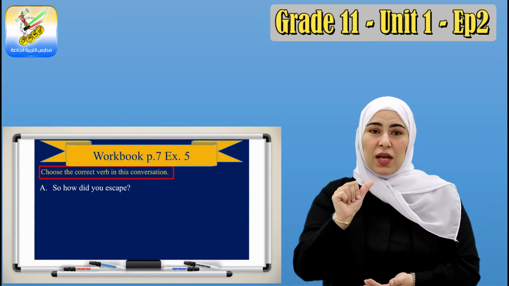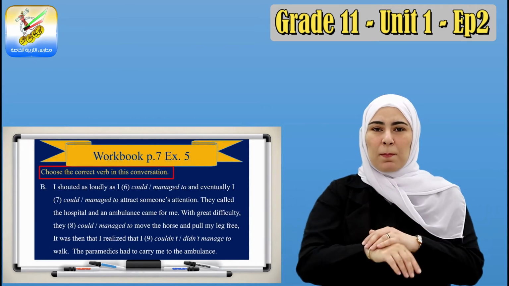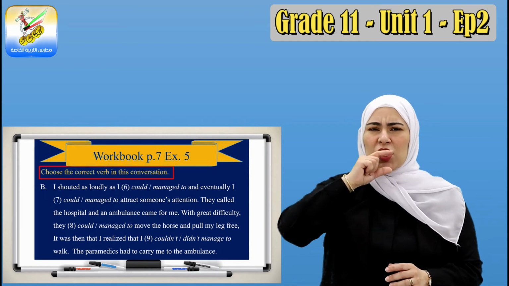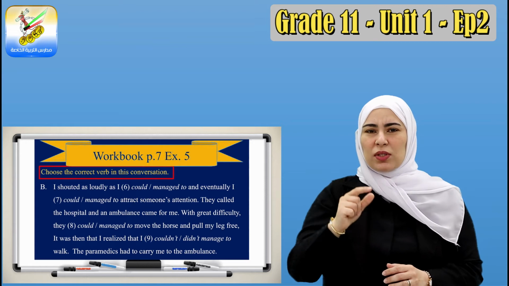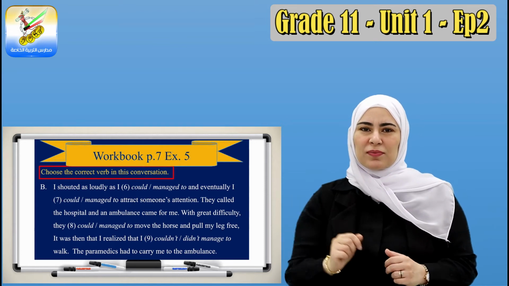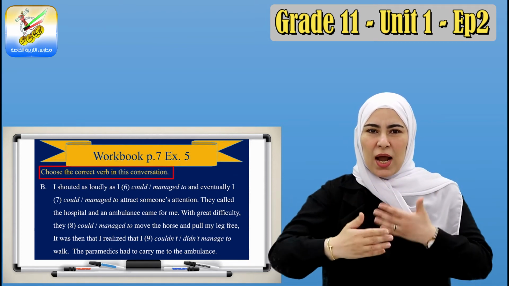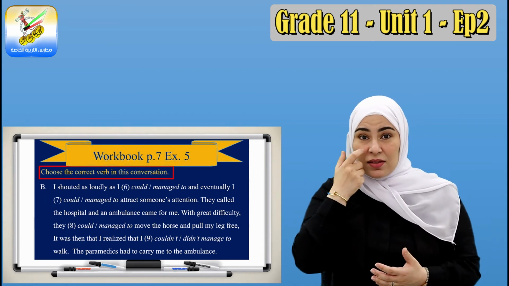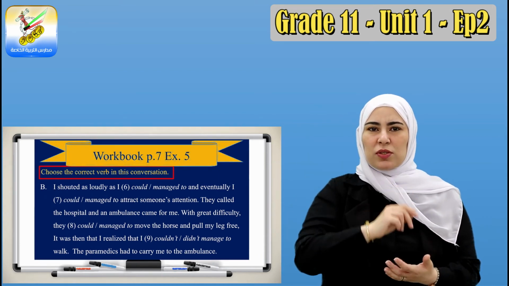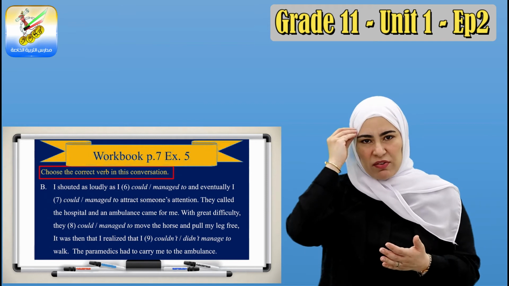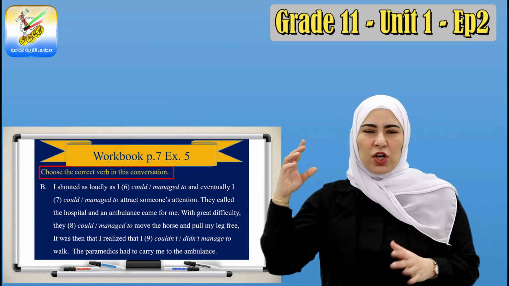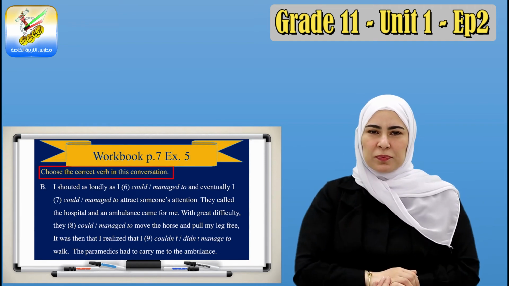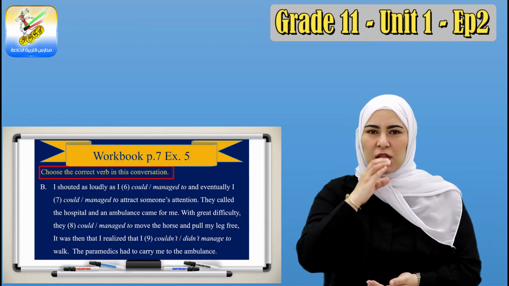A said, so how did you escape? He replied by saying, I shouted as loudly as I could or managed to, and eventually I could or managed to attract someone's attention. Before we go through the text, let's answer these two questions first, then we will go through the text again. So, try to guess the answer of question number 6, as you can see. The answer is could.